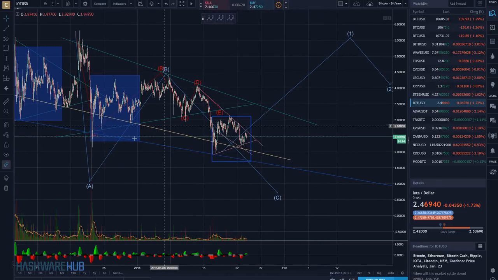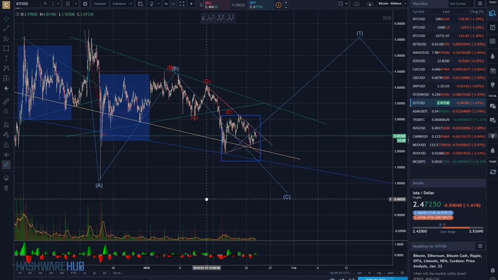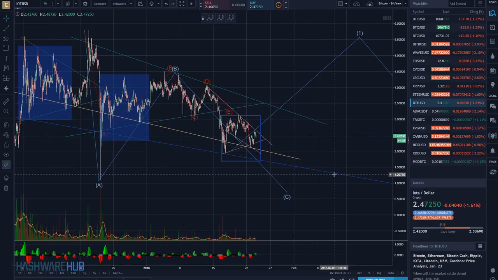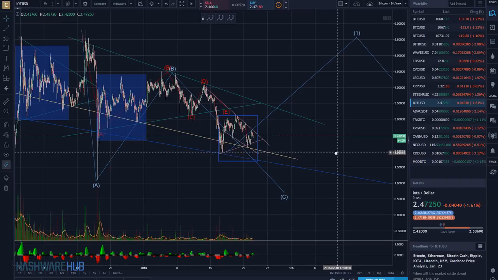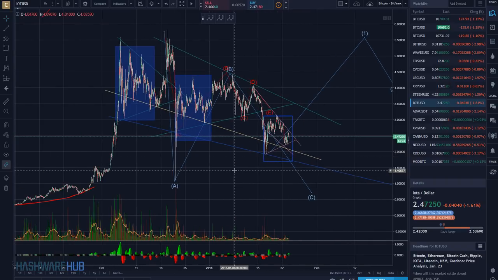In the meantime, if these fractals we're looking at are actually true, then there's a good chance the market's going to run up. If the market runs up, like I said, we could possibly make that D and then possibly have the E later on. So, that's really about it.